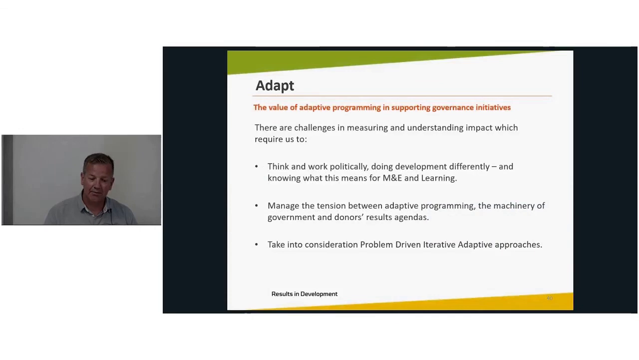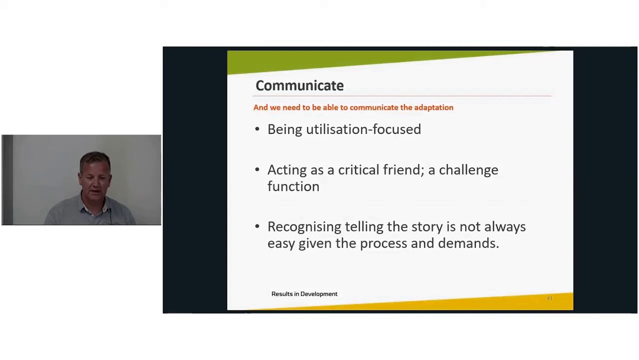We're adapting. We are thinking and working politically ourselves. We're managing the tensions between adaptive programming and donors' results agendas. And we're also communicating. We're being utilisation focused. We're acting as a critical friend, a challenge function, and we're recognising telling the story is not always easy given the process and demands. It's not always easy to tell the story about adaptive programs.